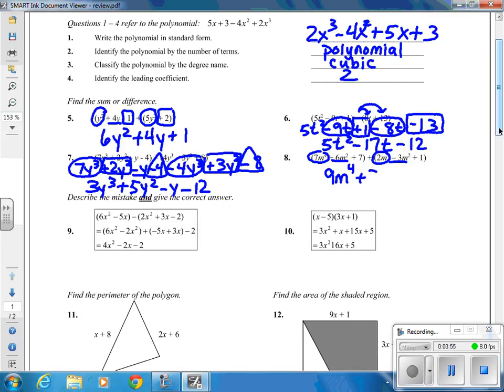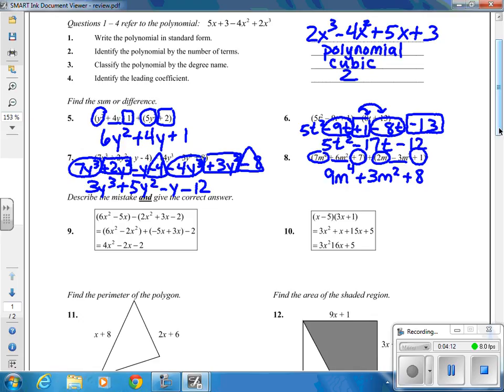That's going to give me a positive 3m squared. And then when I combine my positive 7 with my positive 1, I get a positive 8 as my constant. All right, so the addition ones tend to be a little easier than the subtraction ones, but the subtraction ones are not bad as long as you remember about the distributing part.